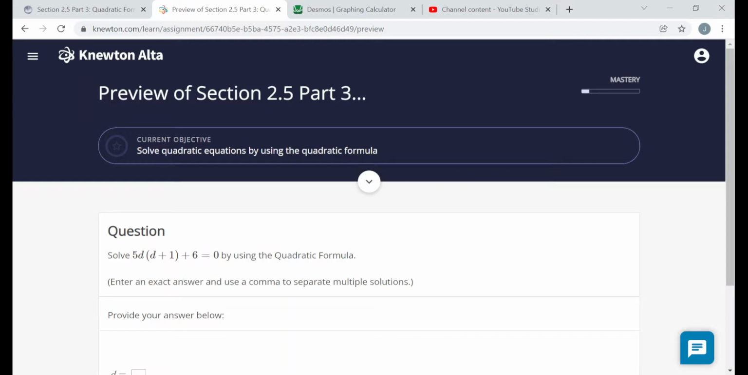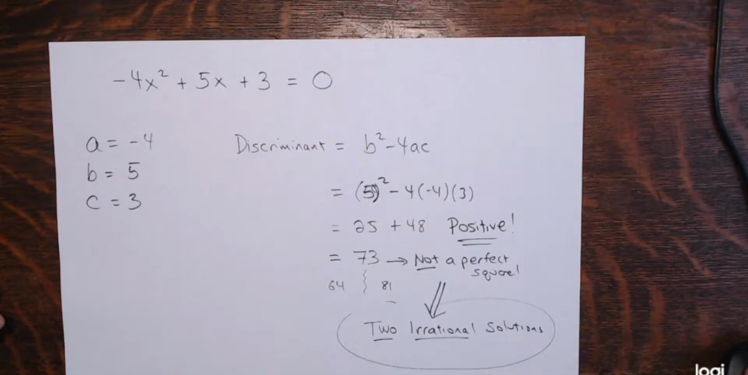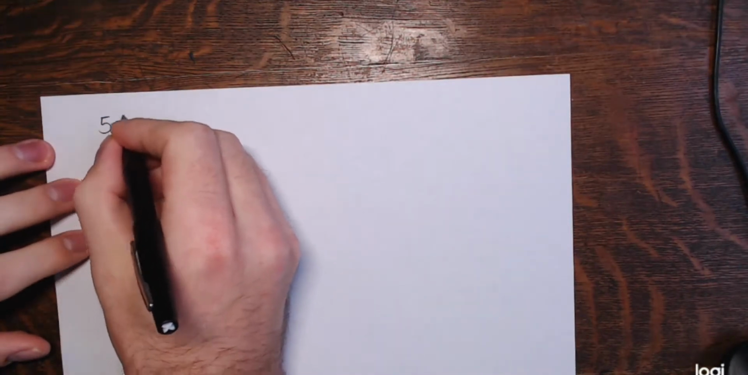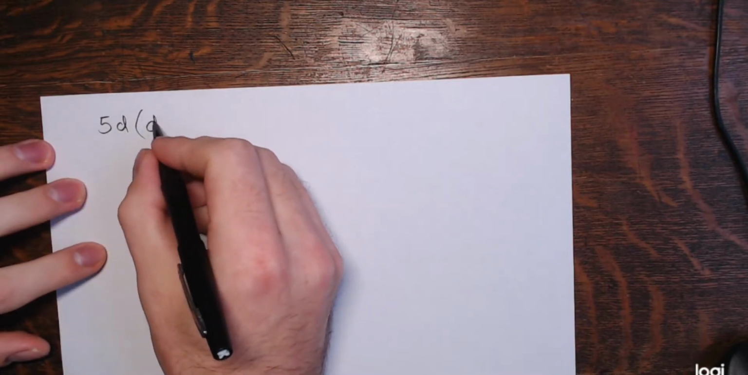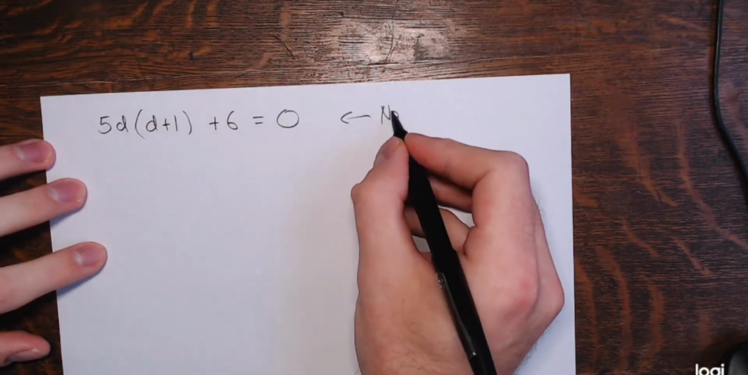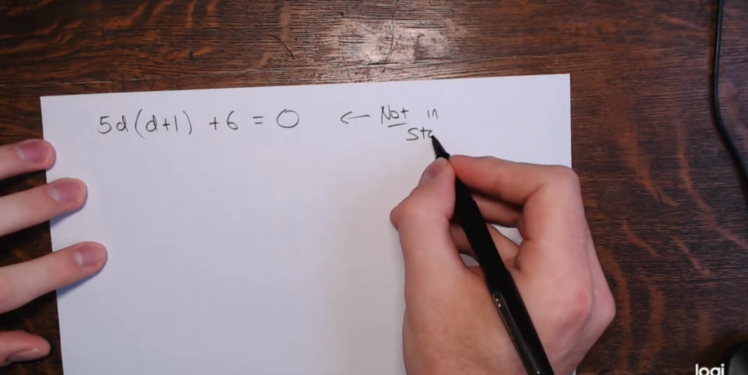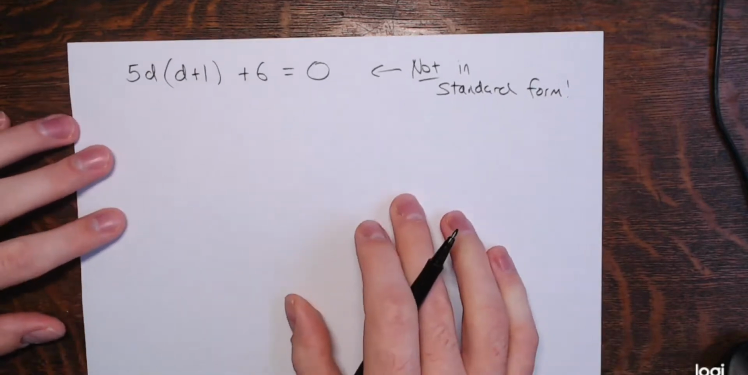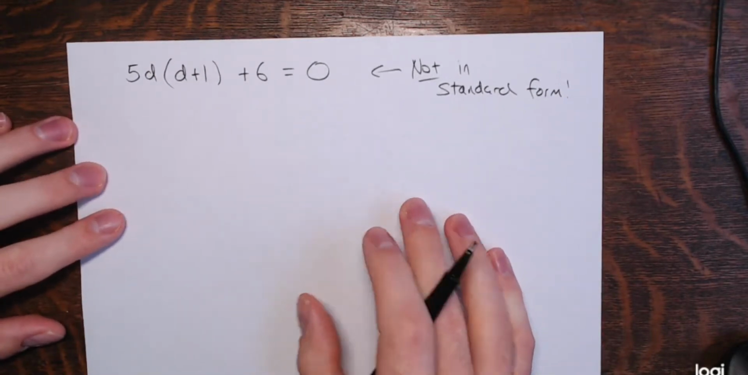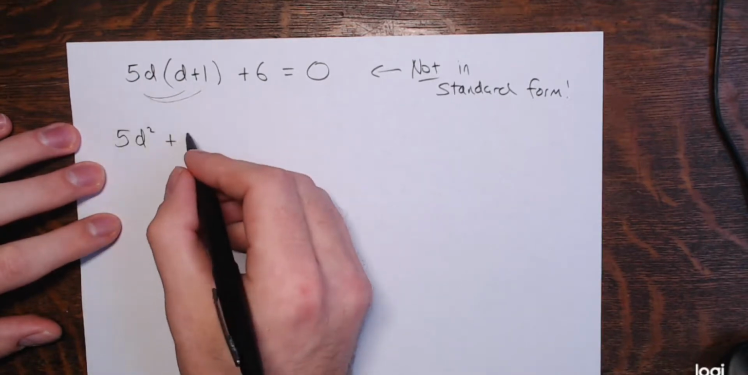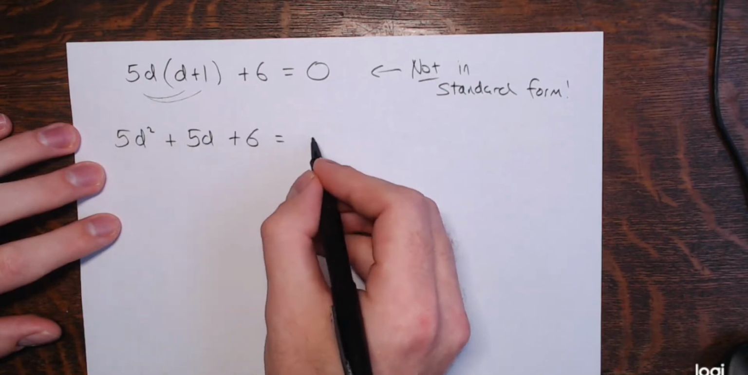All right, so I'm going to write this equation out, and we'll use the quadratic formula to solve it. And it's for the variable d. We have 5 times d times the quantity d plus 1, and then plus 6 equals 0. This is not in standard form yet. So I can't use the quadratic formula. Not yet. I'd have to distribute the 5d here, and that would give me 5 times d squared plus 5 times d, and then plus 6. Now I can.